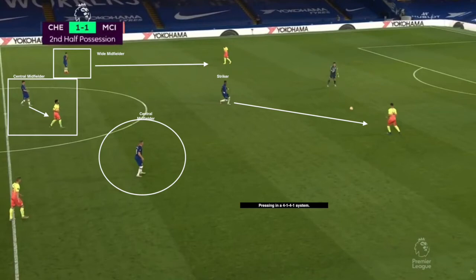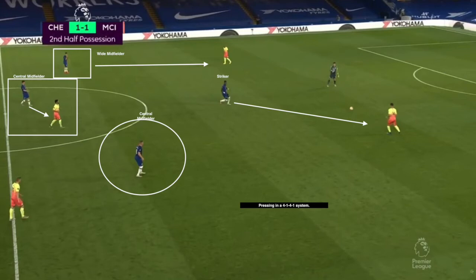We will be looking at how Chelsea pressed. In a traditional 4-1-4-1 formation or system, the lone striker needs to force the opponent's play towards the flanks. In this image, you can see that the striker, the centre forward, in this particular case Tammy Abraham, is forcing the opponent towards the flanks.